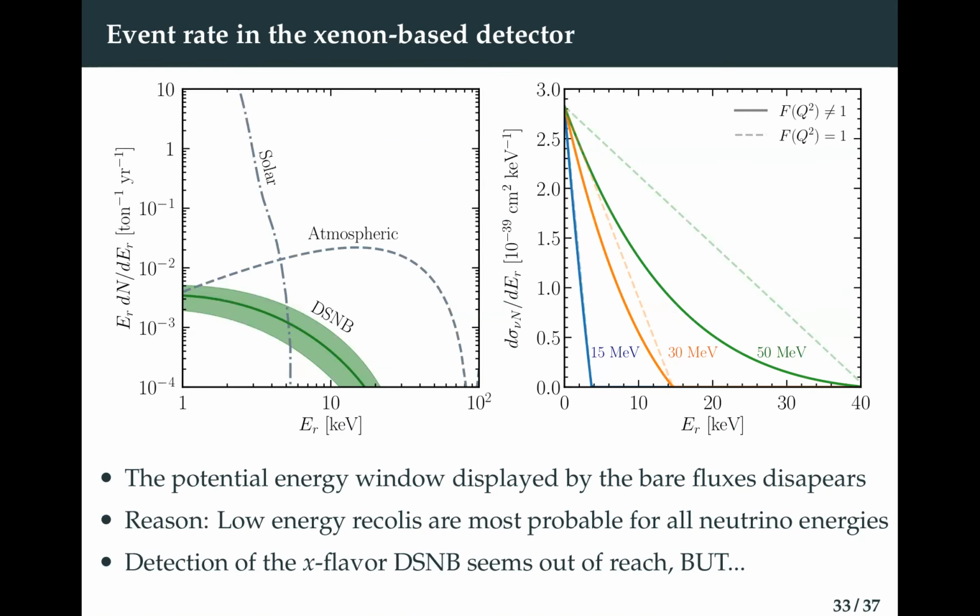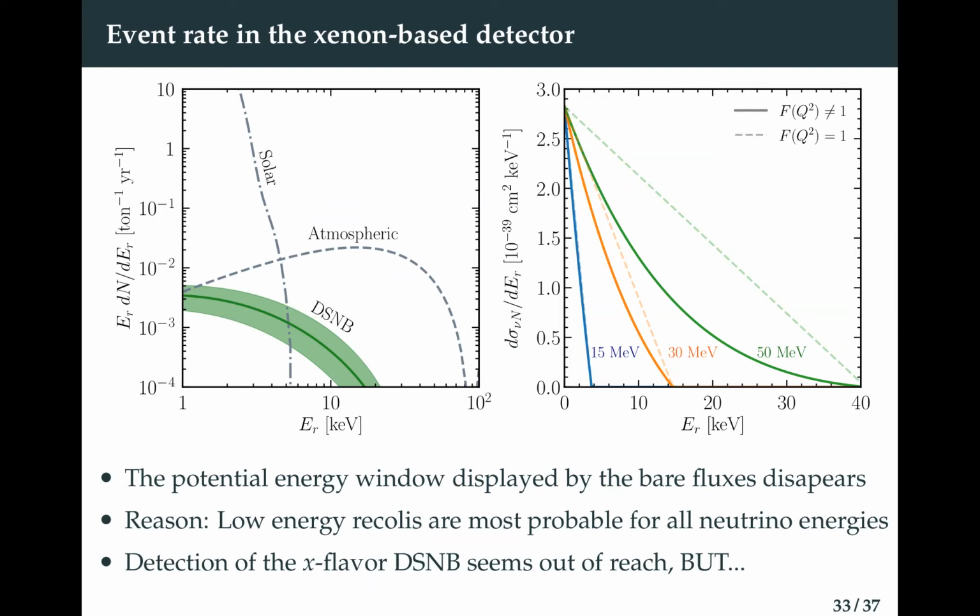So on the left-hand side, you can now see the event rate as a function of recoil energy in a xenon-based detector. And then the DSNB is under the atmospheric and solar neutrinos. So what happened is, even though high energy neutrinos produce high energy recoils, the highest probability is still producing the low recoil. So basically, atmospheric neutrinos got smeared over the DSNB. So this looks like maybe detection is hard. I think we maybe have a different view on that.